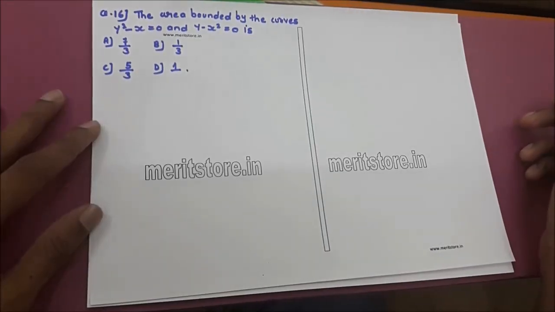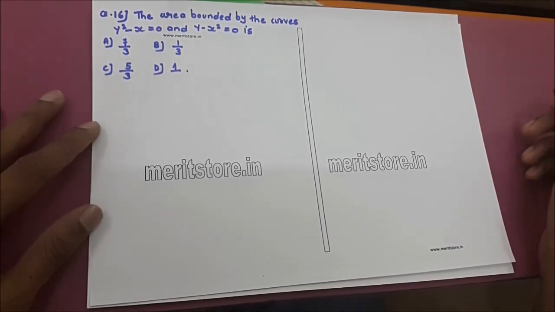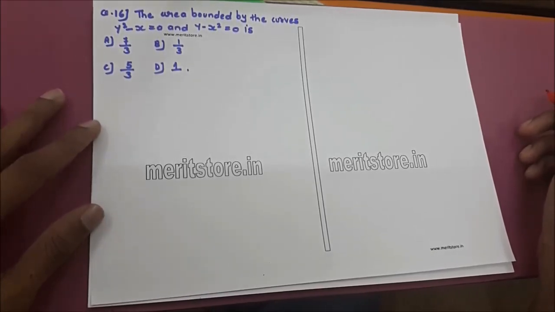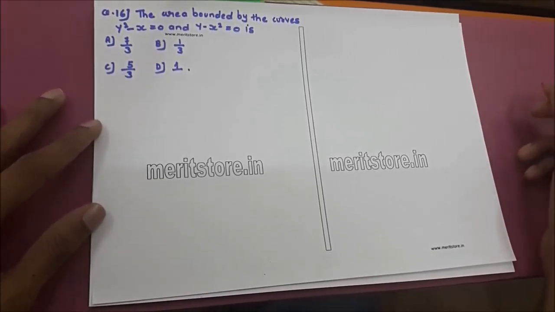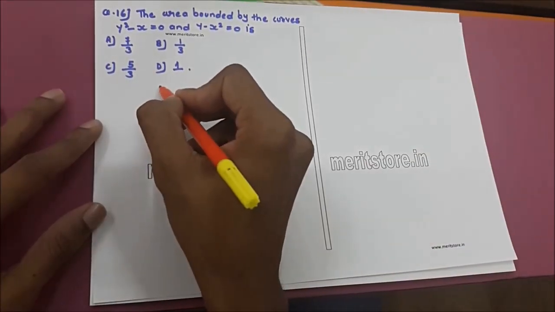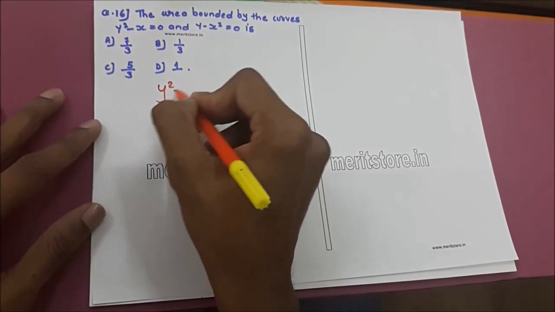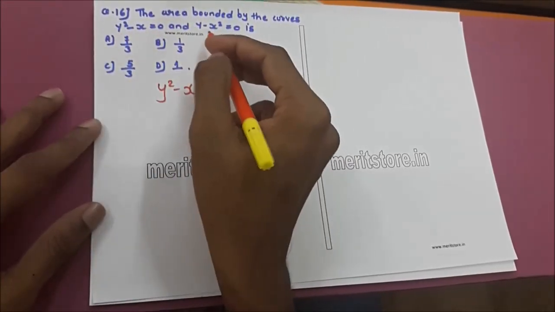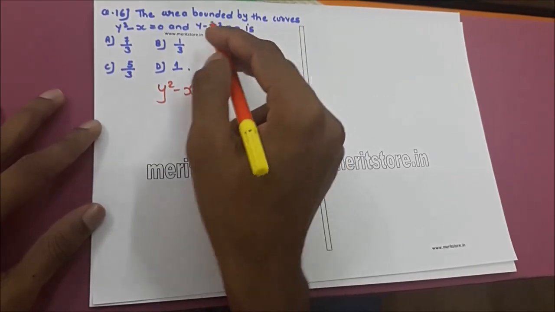Question 16. The area bounded by the curves y square minus x is equal to 0 and y minus x square is equal to 0 is, we have four options, that is A 7 by 3, B 1 by 3, C 5 by 3 and D 1. If we see y square minus x is equal to 0, we can take any equation to make area bounded equation.